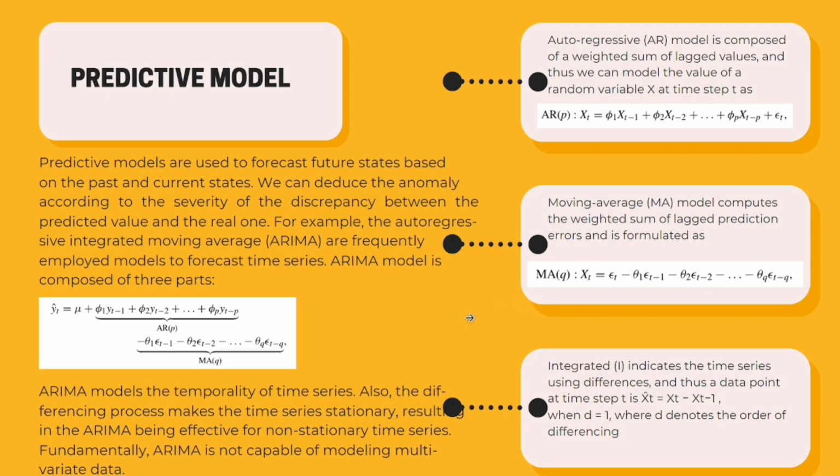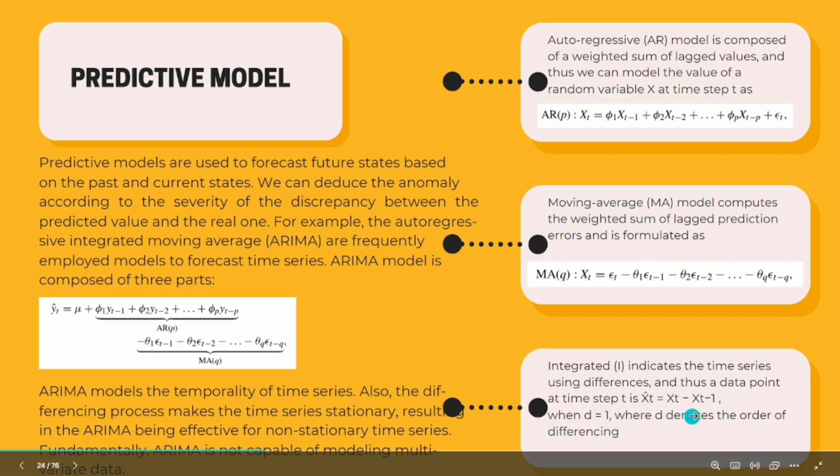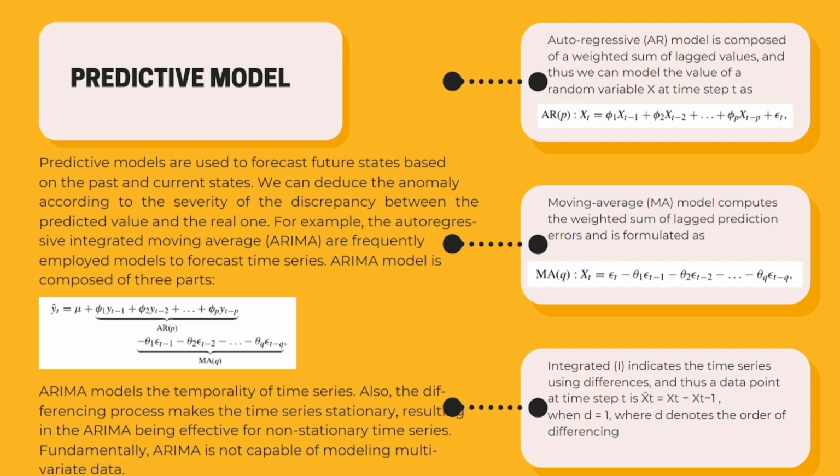This also uses the integrated part. Integrated here indicates that the time series uses differences, which means that the data point at time step t is x_t minus x_(t-1). So this is the meaning of the word integrated in the ARIMA term. This is what an ARIMA model looks like.